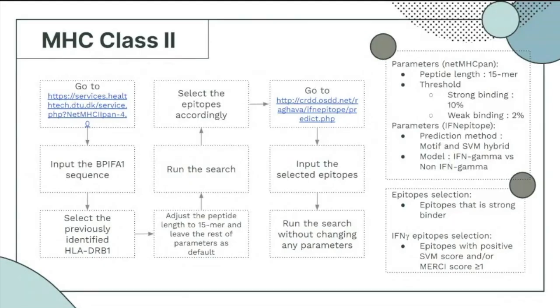Similarly, for HLA class 2, the tool that is used is NetMHCpan. You can see the detailed steps here, and the important parameters are that peptide length was set to 15 mer. The strong and weak binder thresholds are set to 2% and 10% respectively. The epitopes that are strong binders were chosen and checked for their interferon gamma score using the motif and SVM hybrid method. Epitopes with positive SVM score and MERCI score of more than 1 are preferred.